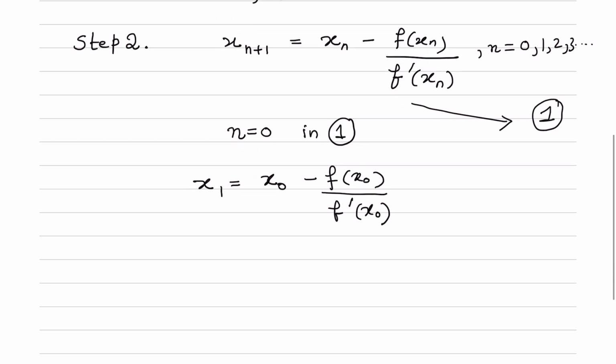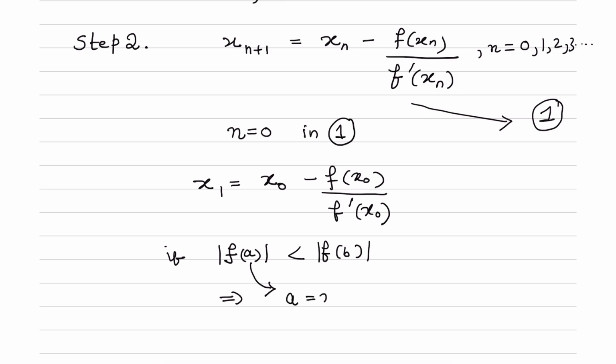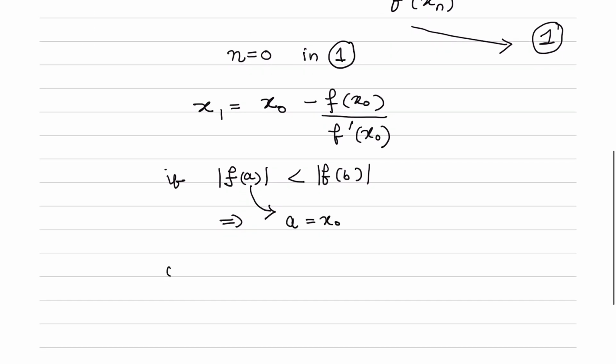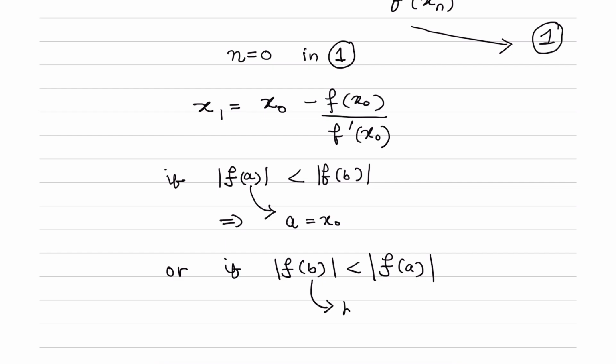Now the condition to find x naught is that if the absolute value of f of a is less than the absolute value of f of b, then you will call this a as x naught. Or if the absolute value of f of b is less than the absolute value of f of a, then you will call this b as x naught.